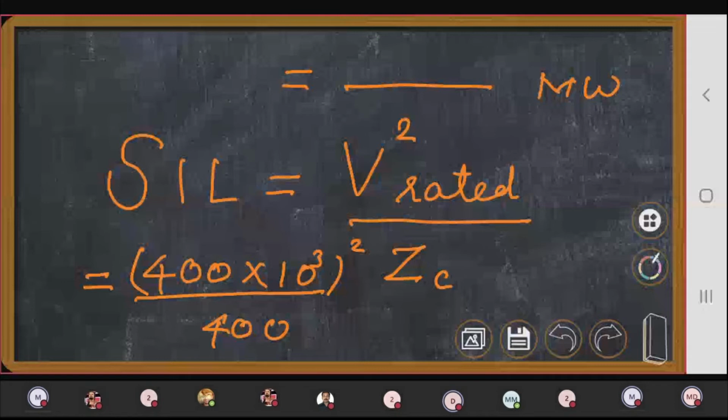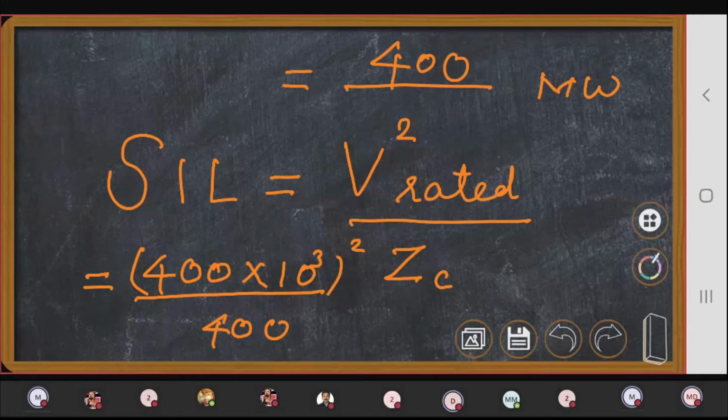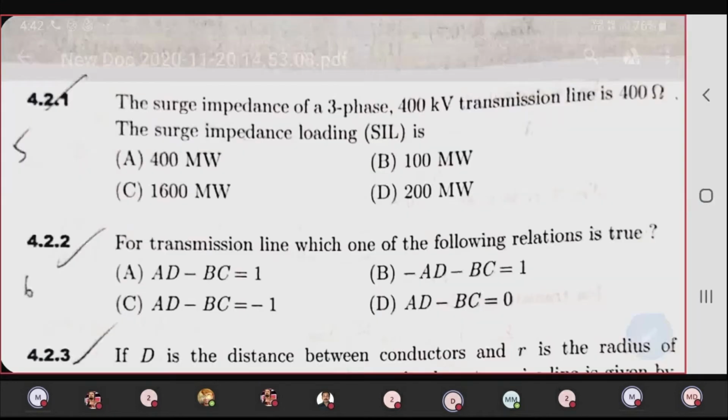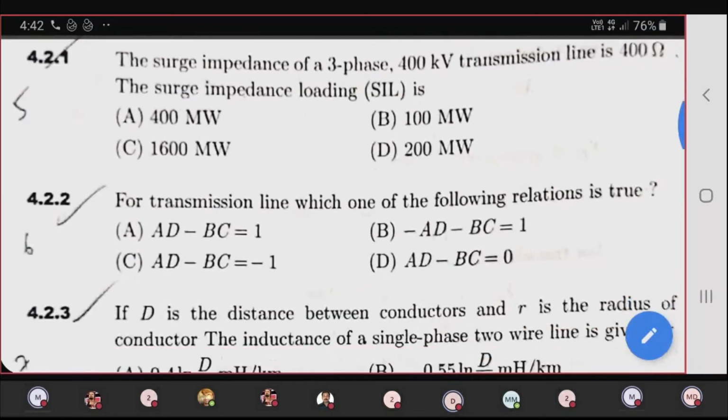Sir, 1000, sir. 1000? The answer comes to 400 megawatts. Sorry, sir. 400 megawatts. Option A is the right answer. 400 megawatts. Your option A is the right answer. Option A is correct. I'll move on to the second question.